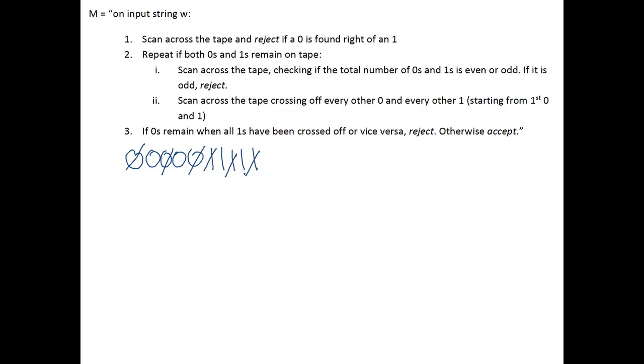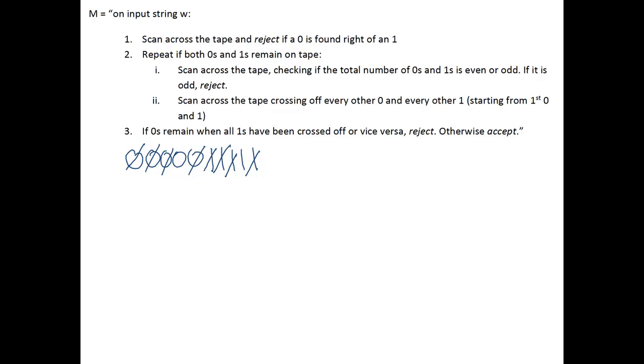We're going to check the total number of zeros and ones. We have 2 zeros, 2 ones, so 4 is even. We continue. Okay, so 2i. I cross off this 0, and then I skip the one that's left. That's no more zeros. Cross off this one, skip the one that's left.